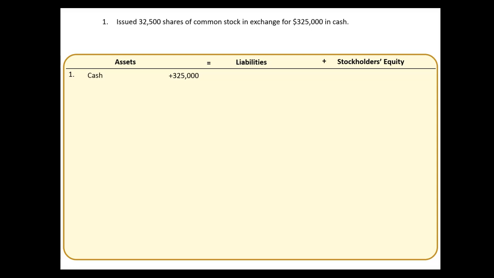$325,000, and common stock is part of the stockholders' equity section. So common stock is also going to increase by $325,000. At the end of this transaction, you can see the equation is still in balance because our assets increased and the other side of the equation, the stockholders' equity section, also increased by the same amount.